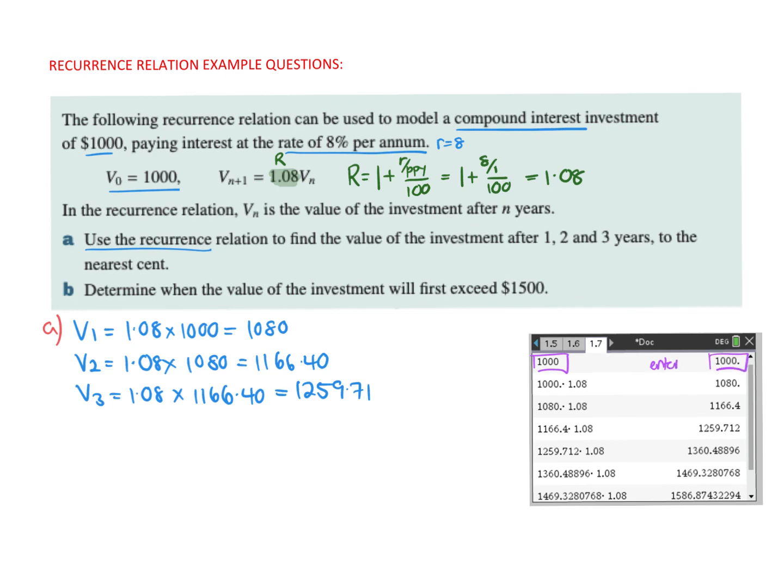Then the next thing you do, if you press times straight away, it says answer, and you say, yep, the answer, which is 1,000. You want to times it by 1.08. Once you do it, it ends up going like that, and you press enter, and you get the next one. Then you just keep on pressing enter, and you keep getting the next answer. So you can see I've got V1, V2, V3.